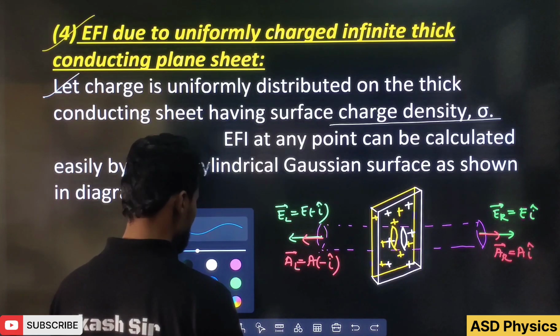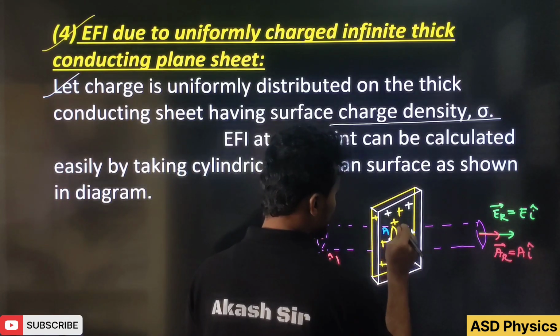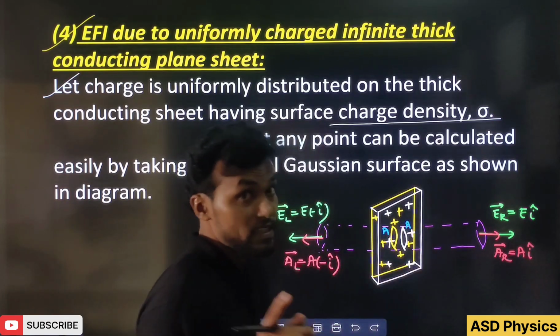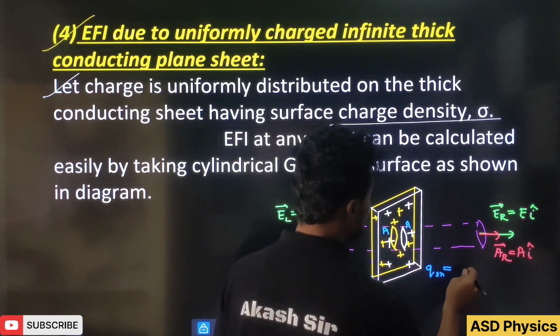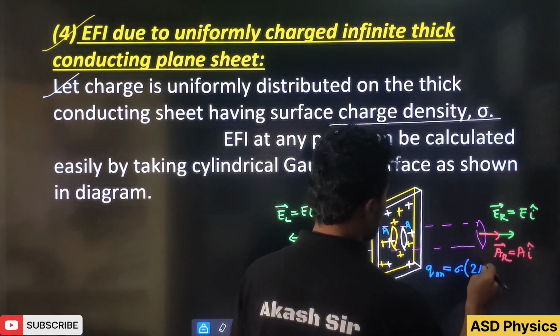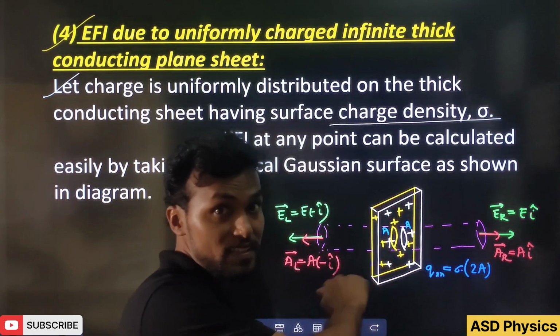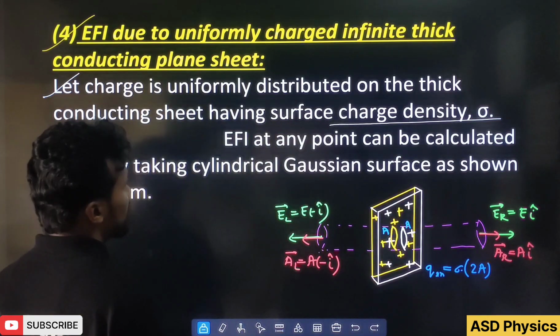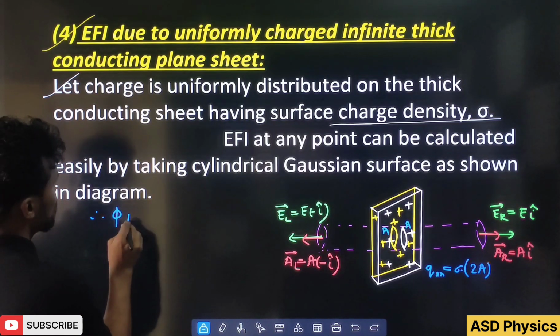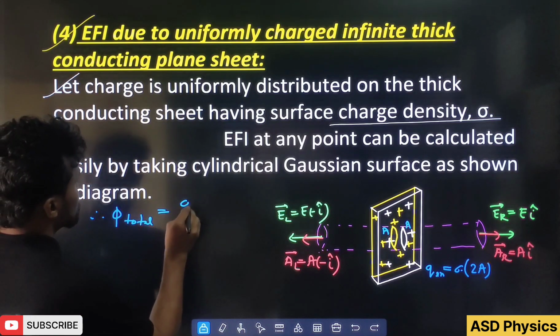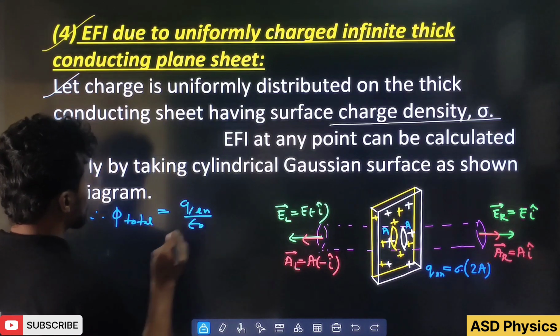And you know very well the surface area. This surface area, how much here? Backside also A, front side also A. That means how much charge enclosed? Here charge enclosed is given by surface charge density into 2A, because backside area, front side area. Okay. Now after that, if I use the Gauss law, students, according to Gauss law, what you know? Again, total flux is equal to charge enclosed by epsilon naught.